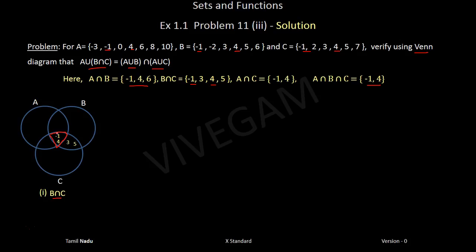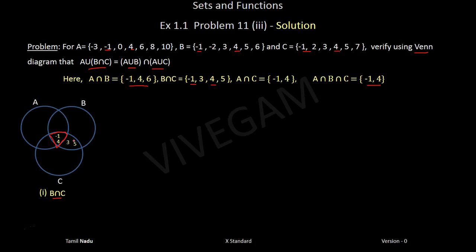Whereas this area is A intersection B intersection C, which is a part of B intersection C, but this area is only B intersection C. So the missing elements 3 and 5 will come in this area. Now if you want to see B intersection C, you'll have to see this whole thing. See whether it comes right. Minus 1, 4, 3, 5. See, minus 1, 4, 3, 5. So B intersection C is there.